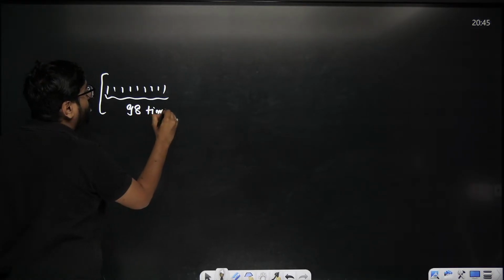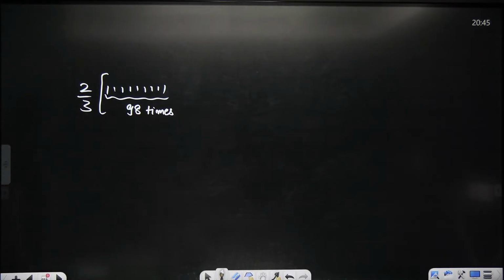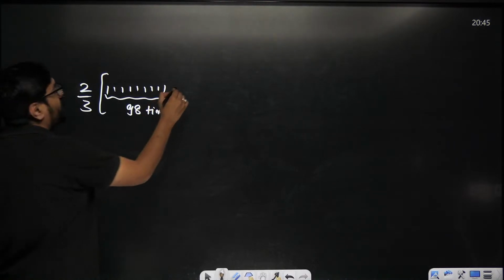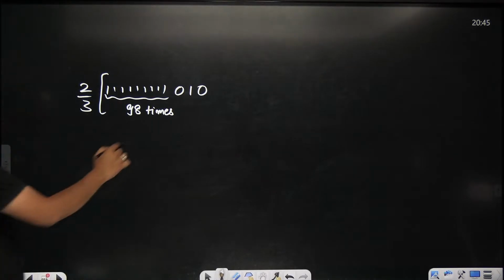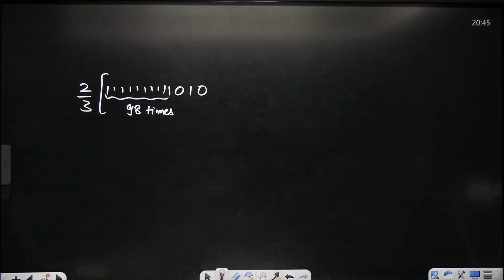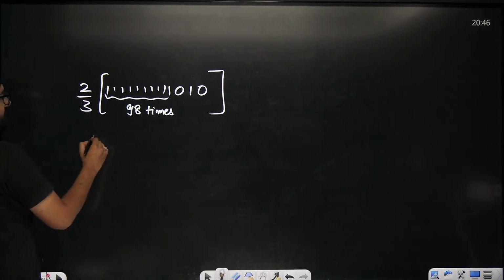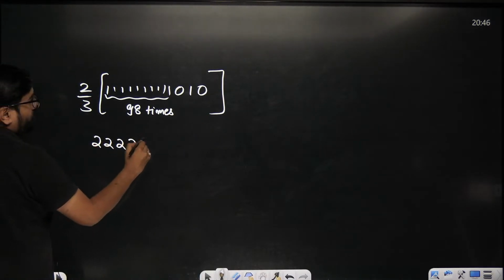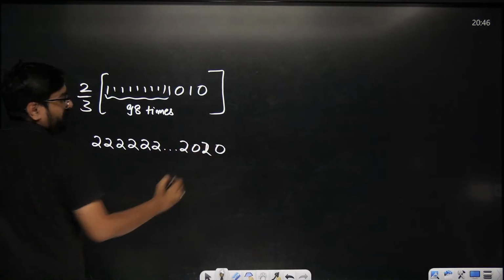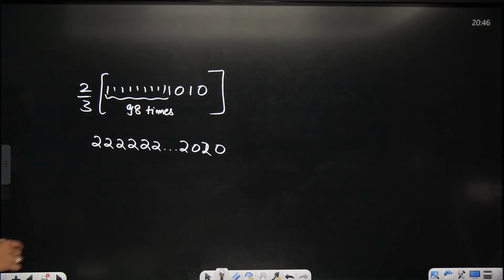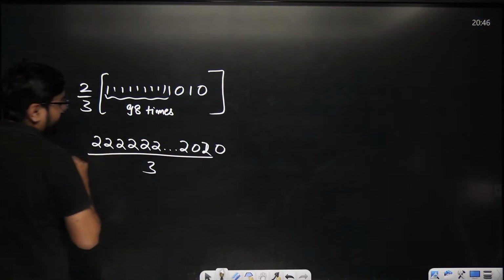Think about it on your own. Then only you will be able to understand and do it. Right? 98 times 1s will come. Then last will be 0, 1, 0. Okay? Till here, 98 times 1 is going to come. Now this you are multiplying with 2 by 3. So if you multiply 2 inside, this will become 2, 2, 2, 98 times 2, then 0, 2, 0. Right? 2, 0, 2, 0 will be last and this is divided by 3.